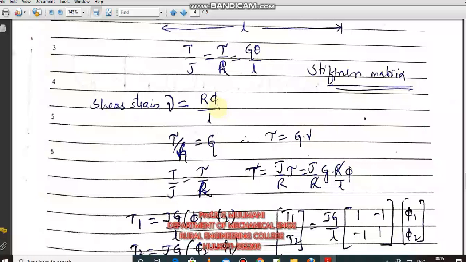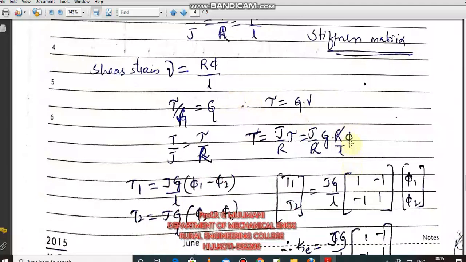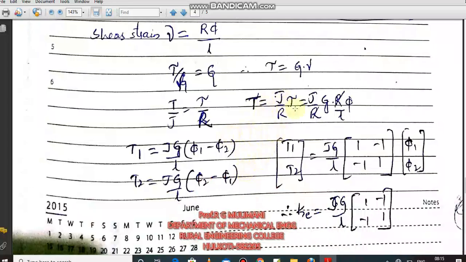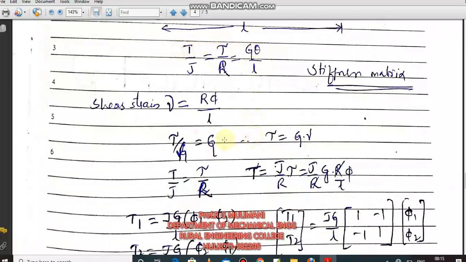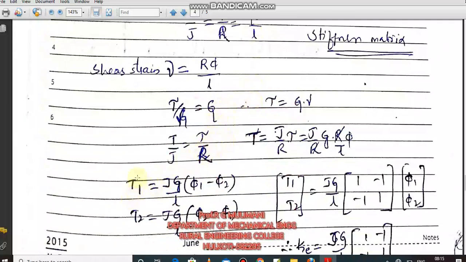Substituting tau equal to G into gamma, and gamma equal to R phi divided by L: J by R into G into R phi by L. This R and this R get cancelled, so it is JG by L phi. This is the general equation to find the torque. What is the torque applied at node 1 and node 2? In the finite element formulation, the shaft is a two noded element, where at node 1 the torsional moment is T1 and at node 2 it is T2.